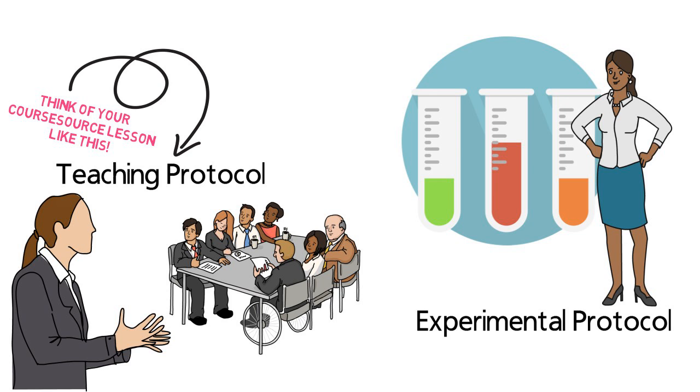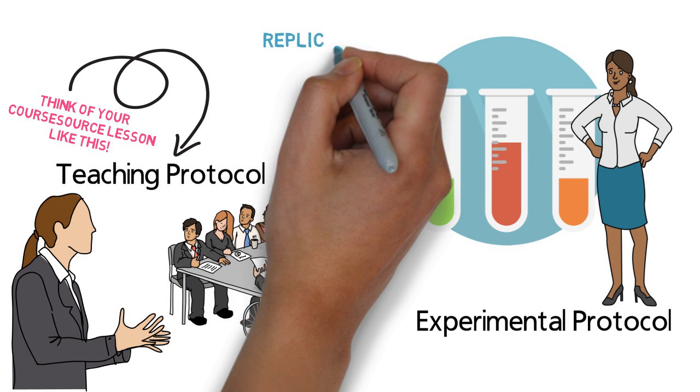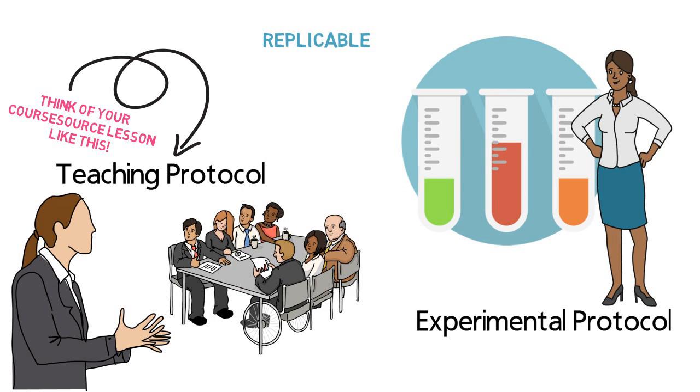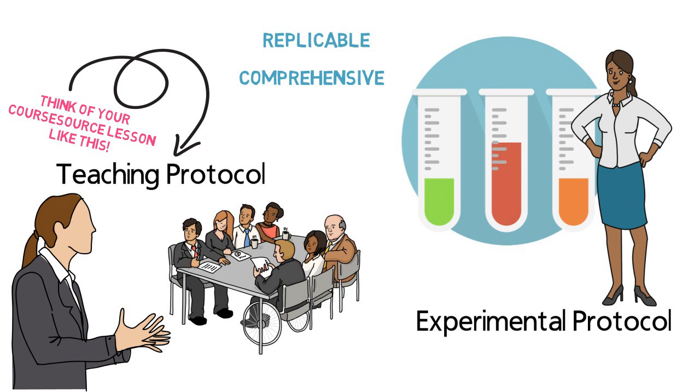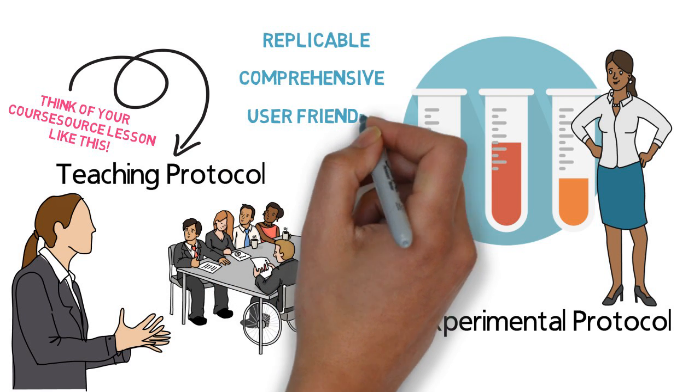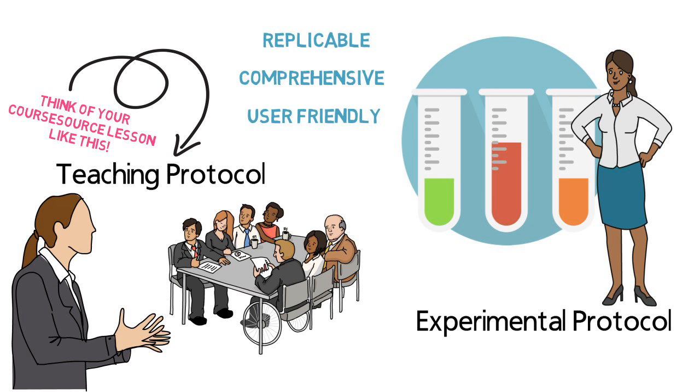The lesson should contain all of the explanations, notes, suggestions, and materials such as lecture slides and handouts. Like an experimental protocol, the lesson should contain enough information to be replicable, be comprehensive, that is, contain all of the information needed, and be user-friendly so that readers can easily understand what they need to do, how long it will take, and so on.